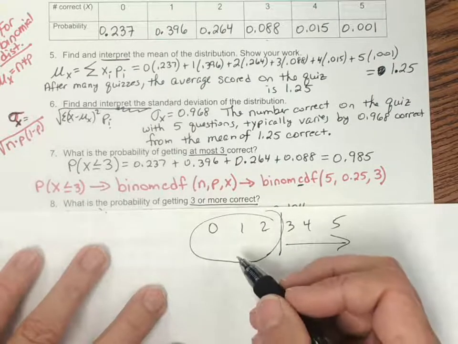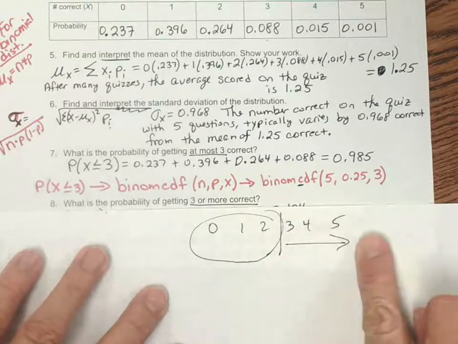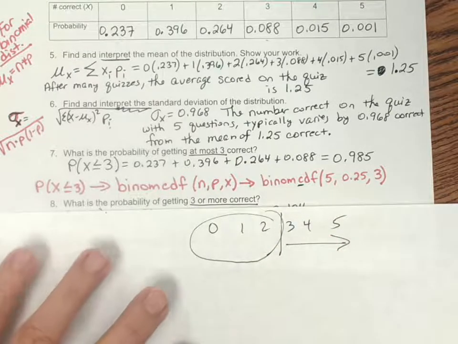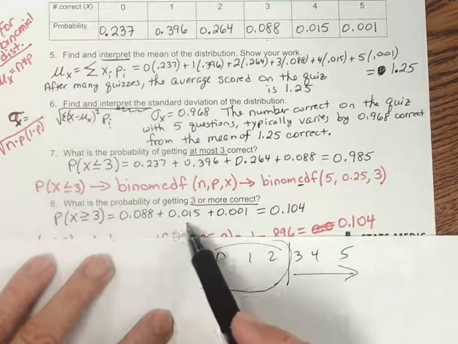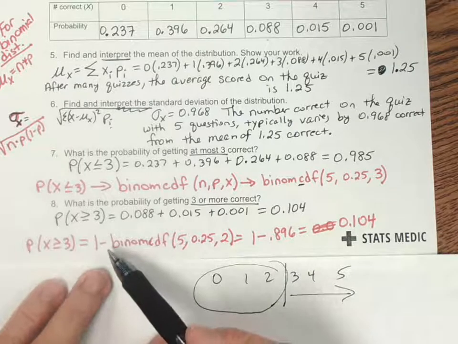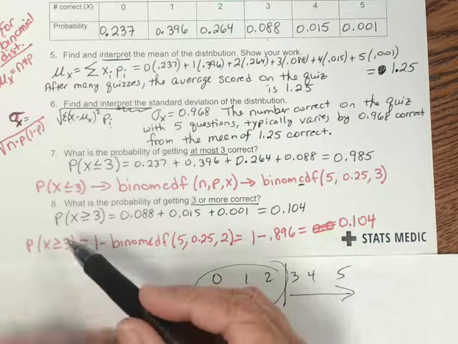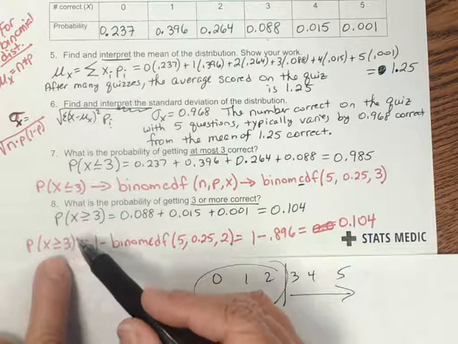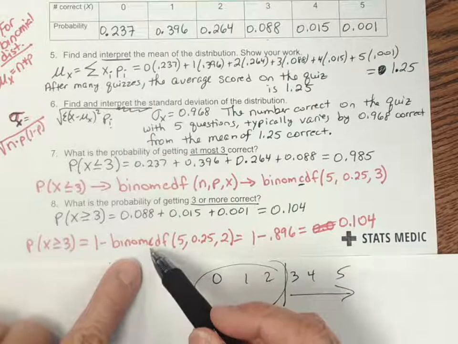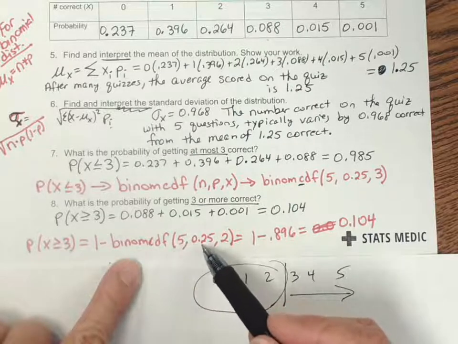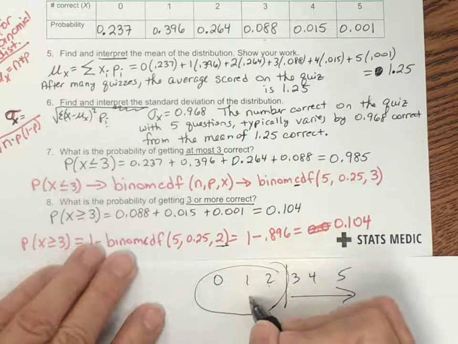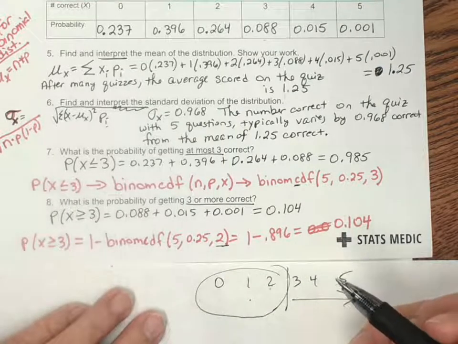So this is similar to with the normal distributions. When you wanted something to the right, you had to take 1 minus the probability of the cumulative distribution. So again, here I've added them together just using my probability table. And here I've shown you how to do it on the calculator. So the probability of success being 3 or more is 1 minus the binomial Cdf of 5, 0.25, 2, because I want up to and including 2, and then I'm going to subtract that. Hopefully that made sense.